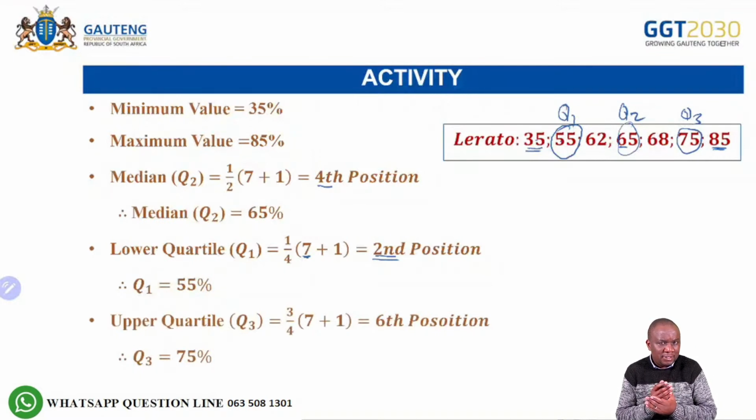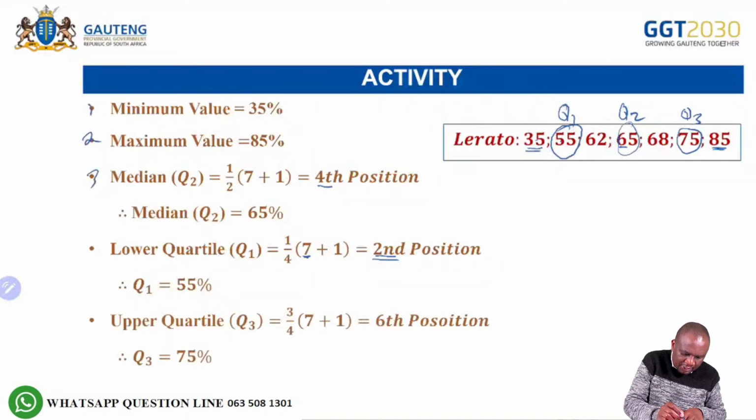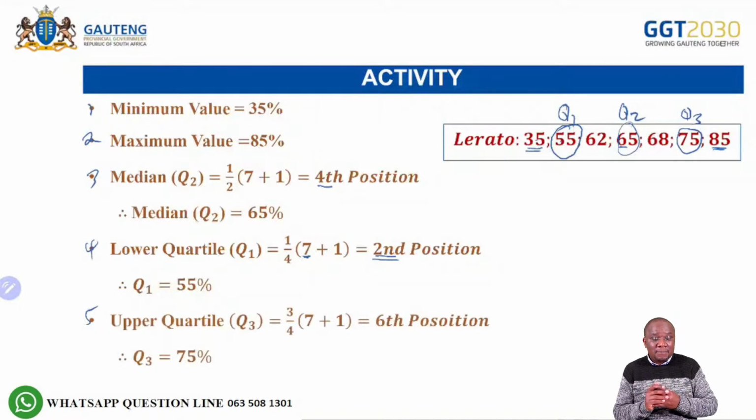We're going to learn about the 5 number summary. This is the 5 number summary: 1, 2, 3, 4, 5. When you talk about the 5 number summary, you talk about the minimum value, the maximum value, the median, the lower quartile, and the upper quartile. If we arrange them, we want to put them in that order.